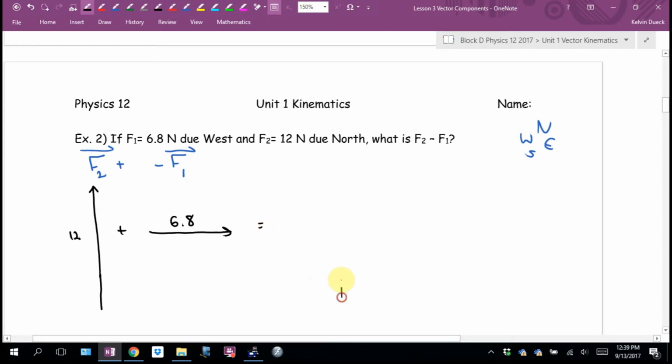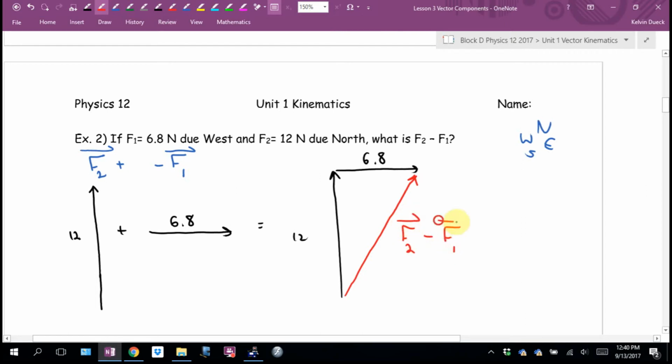So it's going to be 12, 6.8. And then the same rule, the resultant is from the tail of the first to the tip of the second. And this would be F2 take away F1, if you want to actually give it a label and say that's what it is. Theta is always still where the vector's coming from.